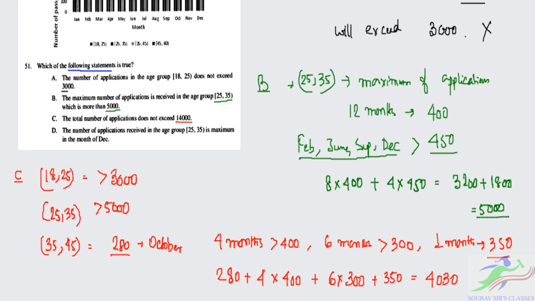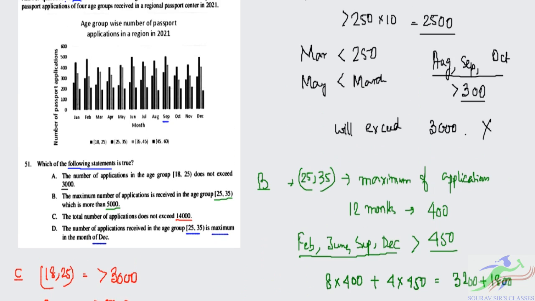So option C is also incorrect. And the last option, that is option D, it is given that the number of applications received in the age group 25 to 35 is maximum in the month of December. But we already found that the number of applications received in the age group is maximum in September, not in December. So option D is also incorrect. So the correct option here for this question number 51 is option B.